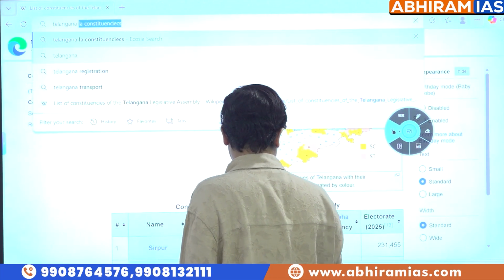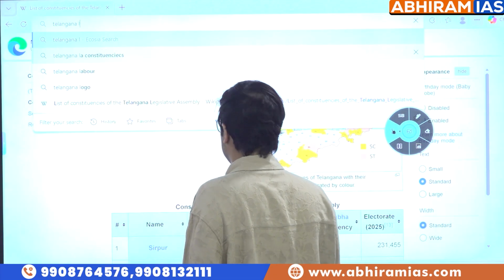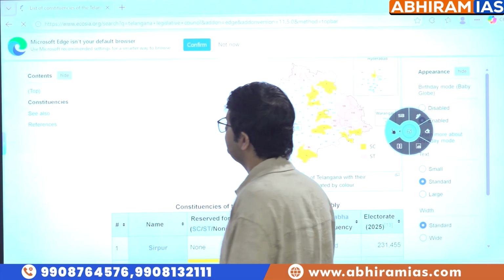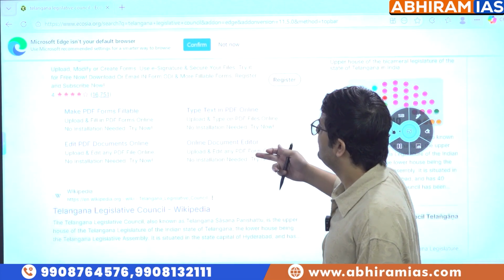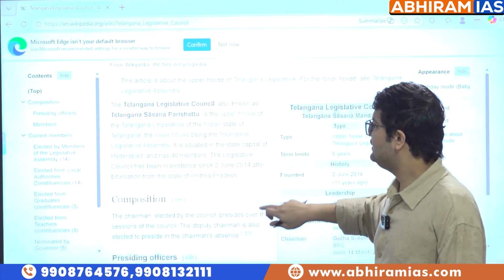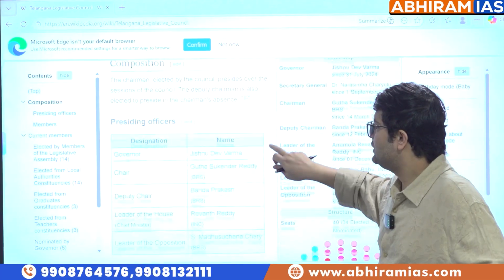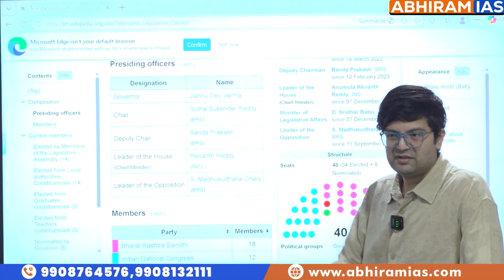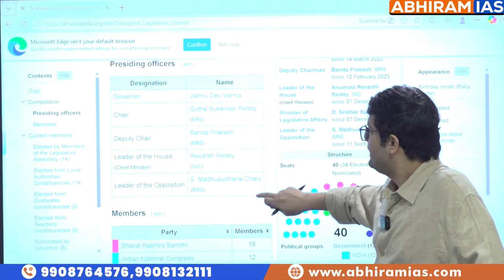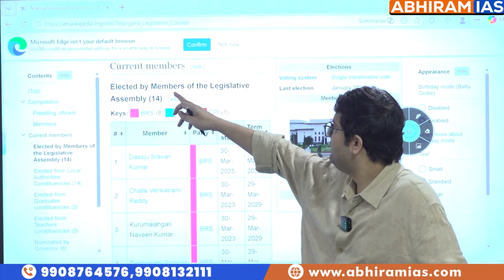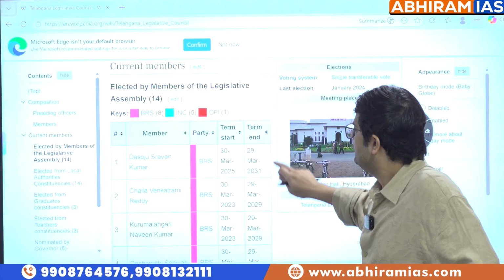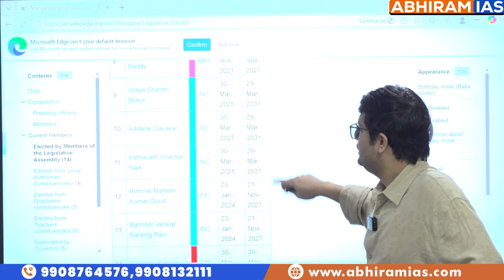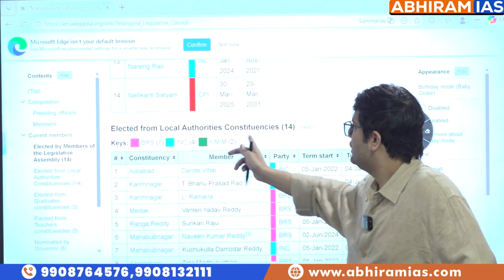Let's start with the Telangana LC only. Let's write Legislative Council. So how many seats are there in Telangana? 40. How many seats for MLAs and local bodies? Just check there and tell me if you have mentioned 14. So you can see here that 14 seats are elected by MLAs. So they don't belong to any constituency, only a party. These 14 people have been chosen. Then the other 14 are from local constituencies.